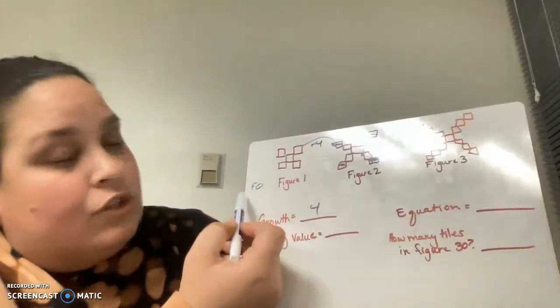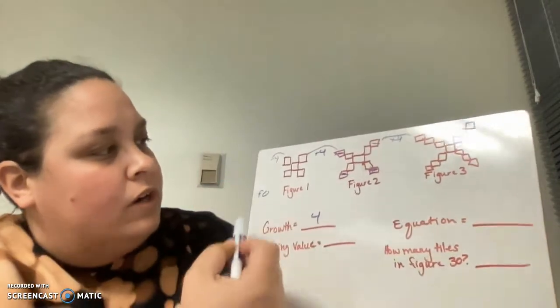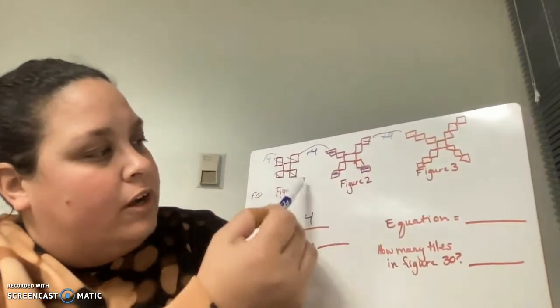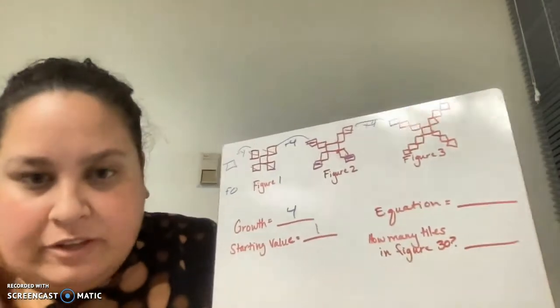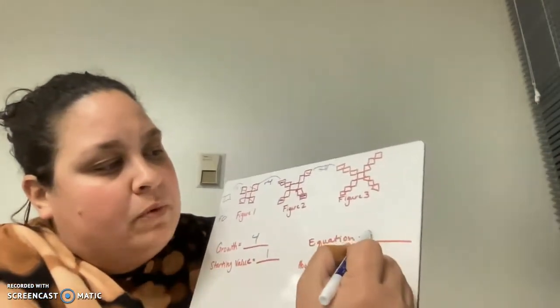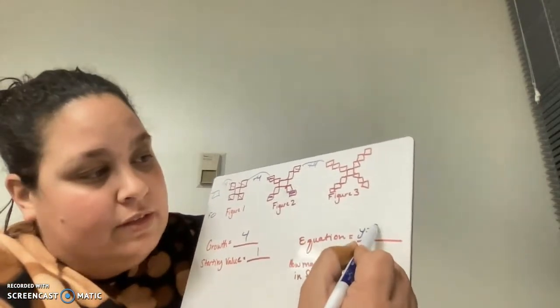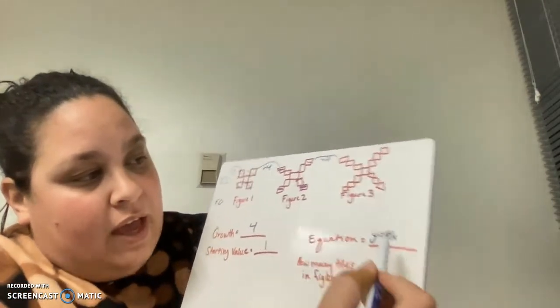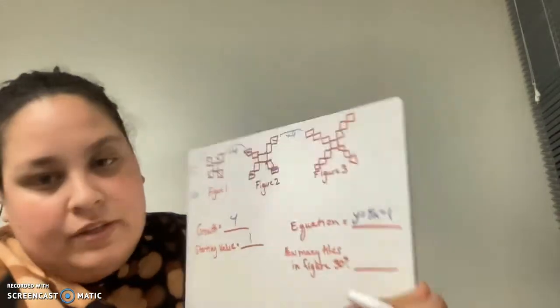I need to know my starting value. So that means I'm going to subtract 4, which means these 4 are going to be gone, so I will have 1 tile as my starting value. From there, I'm going to write an equation. Remember, my equation is y equals growth, which in this case is 4, times x plus 1, my starting value.